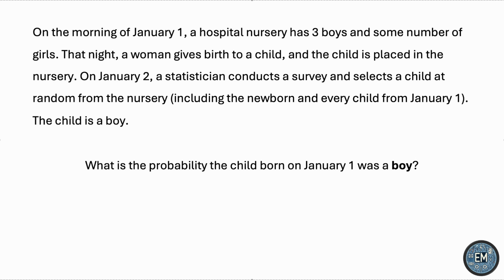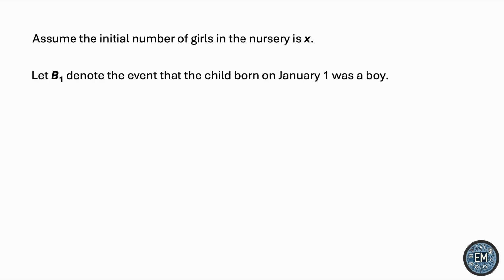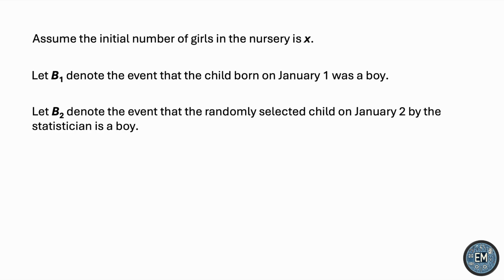This is a typical example of conditional probability. So let's define events and see how we'd solve it in a rigorous way. Let X be the initial number of girls in the nursery. And let's define B1 as the event that the child born on January 1 was a boy. And let B2 denote the event that the randomly selected child on day 2 is a boy. Our target probability is B1 given B2.